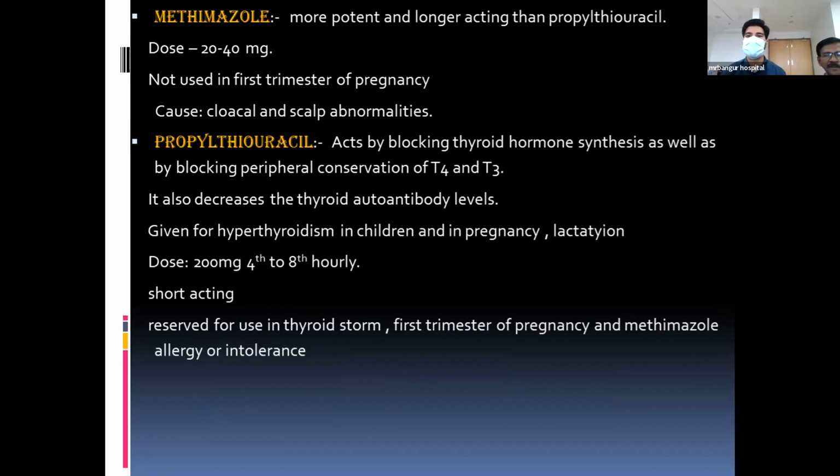Propylthiouracil. It acts by blocking thyroid hormone synthesis as well as by blocking peripheral conversion of T4 to T3. It decreases thyroid antibody levels. It is given for hyperthyroidism in children and in pregnant and lactating mothers. Dose is 200 milligram 4 to 8 hourly. It is short-acting and reserved for use in thyroid storm, first trimester of pregnancy, and methimazole allergy or intolerance.